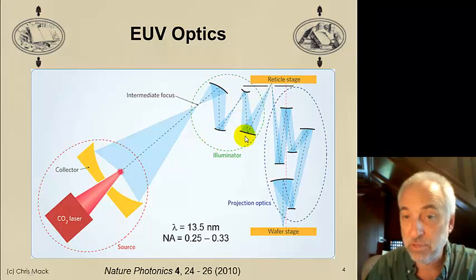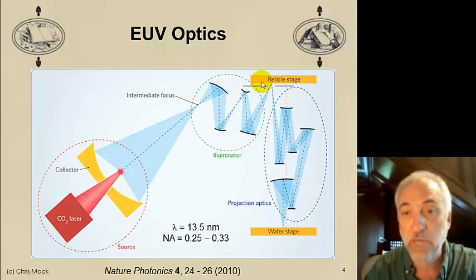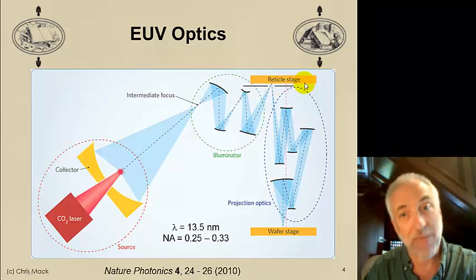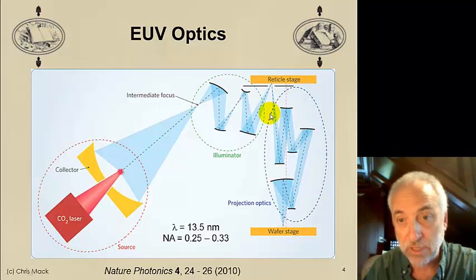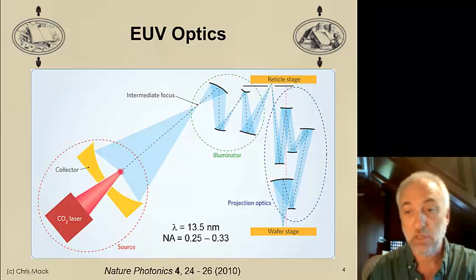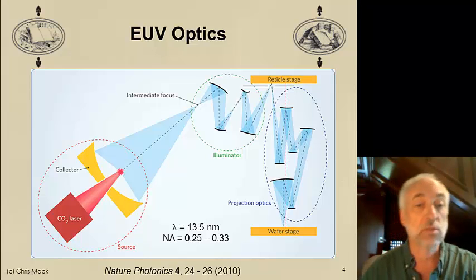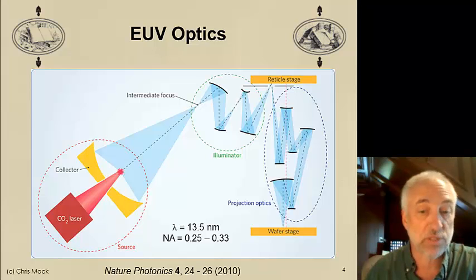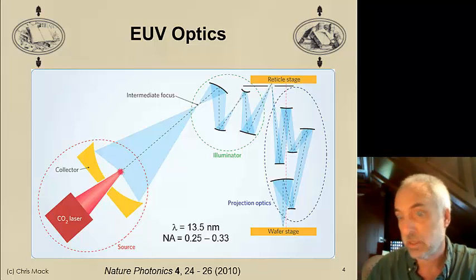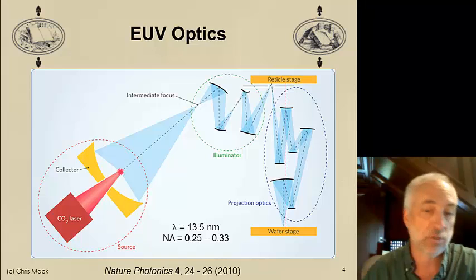Then we go through a set of reflections for our illuminator. A reflective mask so it bounces light instead of transmits light. And then a projection optical system with a wafer stage down here. It's a step and scan tool, just like we use in immersion lithography. And the first prototypes, the first beta tools that are in the field now have a numerical aperture of 0.25.